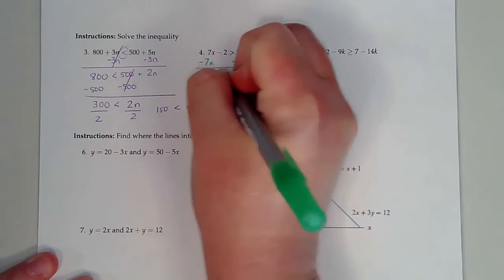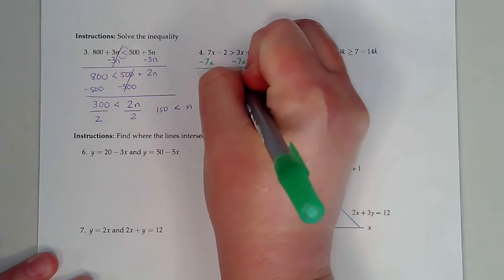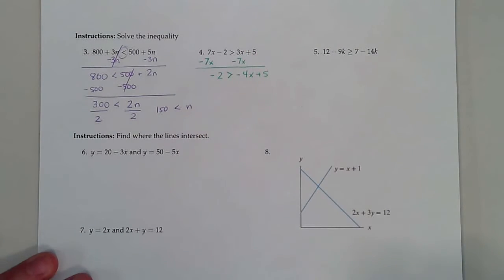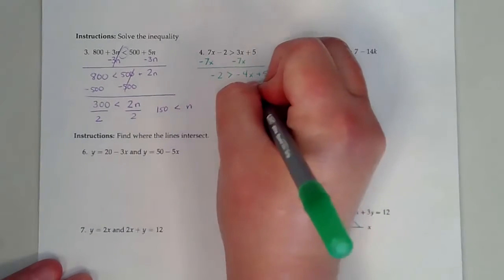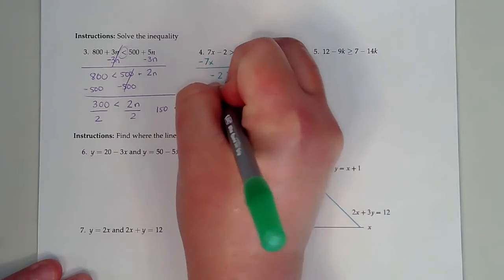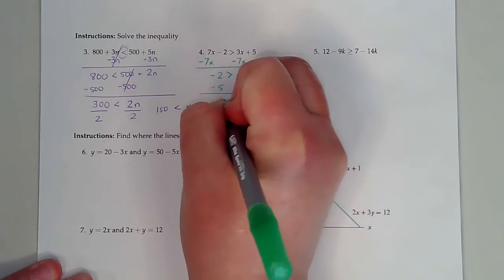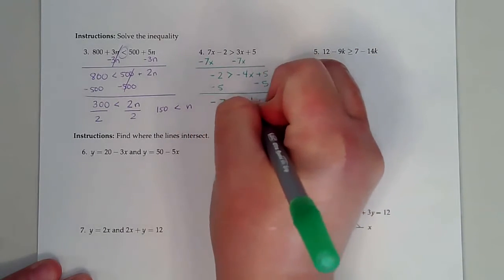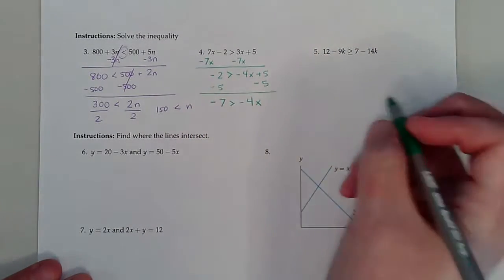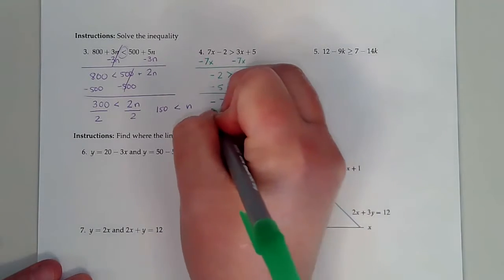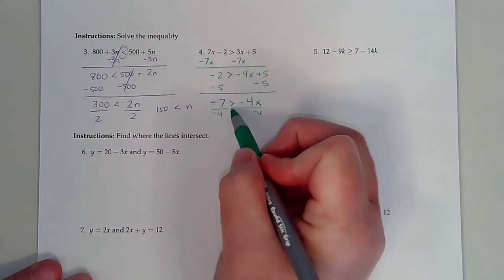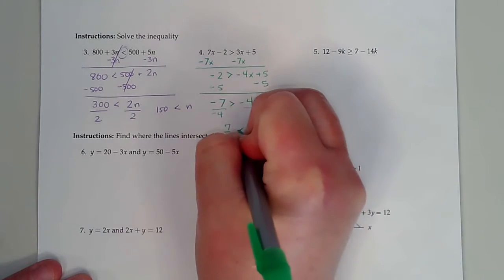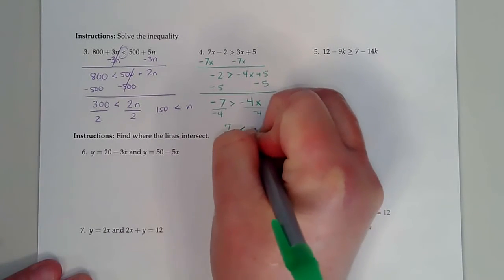That gives me negative 2 is greater than negative 4x plus 5. And then I will subtract 5 from both sides. So I get negative 7 is greater than negative 4x. And then to get x by itself, I'm going to divide by negative 4. And when I do that, this inequality sign is going to flip over. So I'll get 7/4 is less than x.